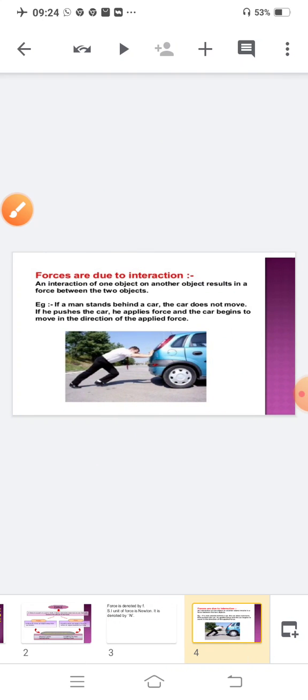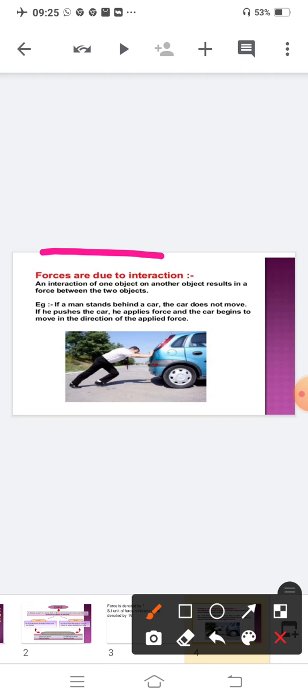Now, forces are due to interaction. For applying force, it is compulsory that two objects must interact with each other. An interaction of one object on another object results in a force between the two objects.